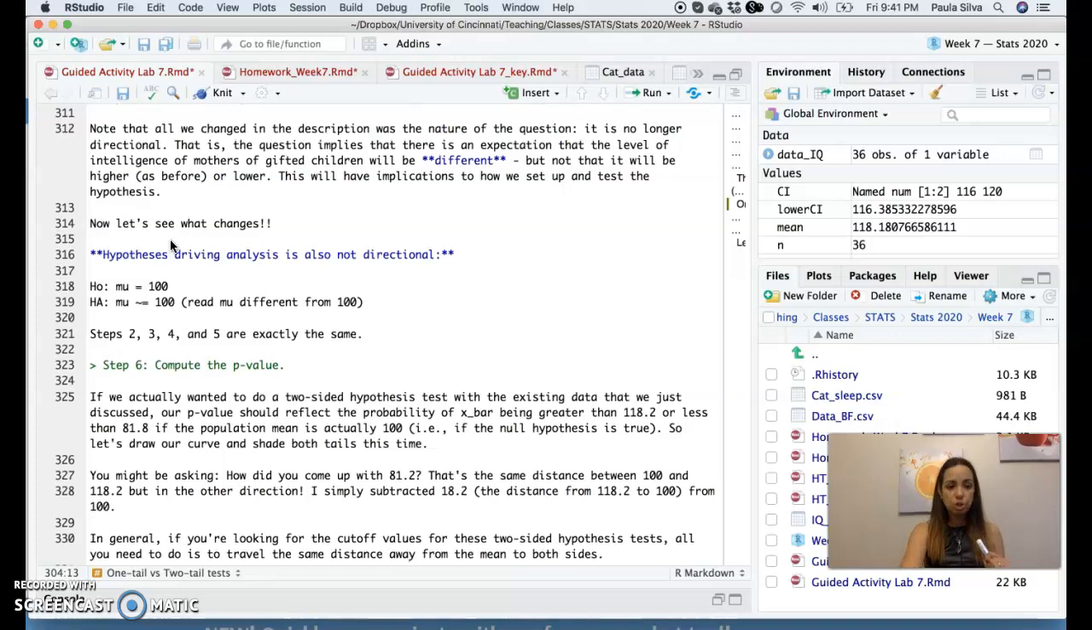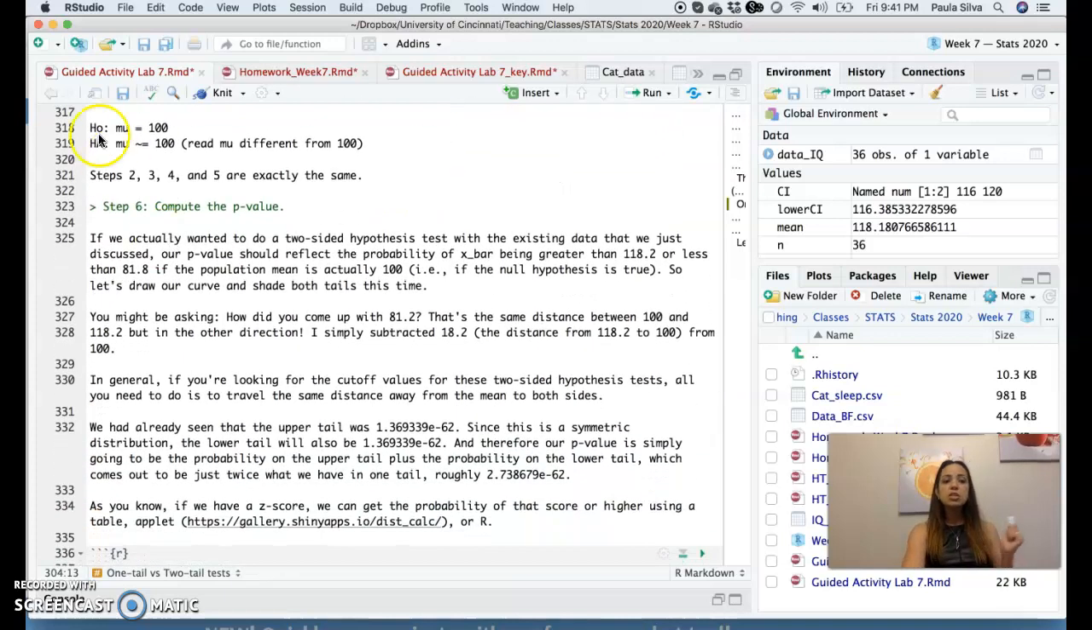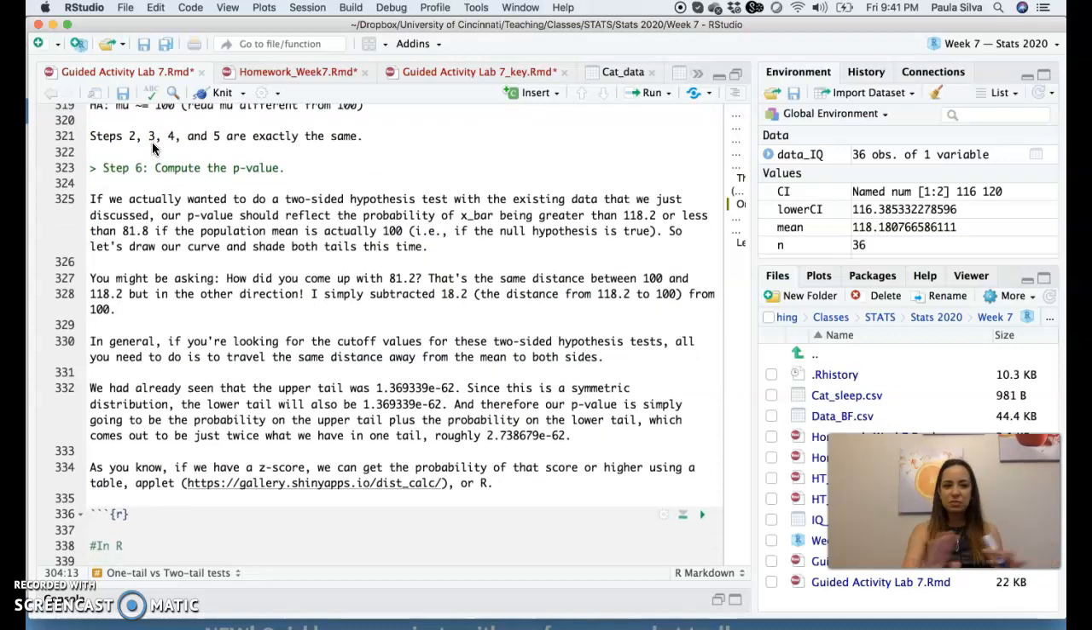Now let's see what changes. So the null hypothesis would be, again, that mu equals 100. The alternative hypothesis is that mu would not be equal to 100, would differ from 100. So in no specific direction. Steps 2, 3, 4, and 5 are exactly the same. The only thing that changes is how we compute the p-value.